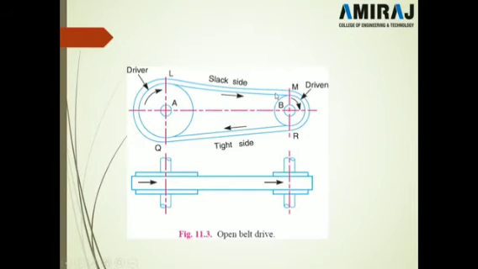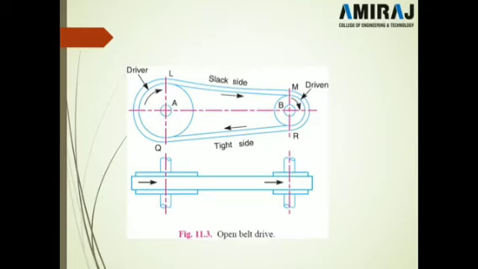So the belt which runs from driven to driver is the tight side, and the belt which runs from driver to driven is the slack side, right? Or you can say the side of the belt which runs from driven to driver is the tight side, and the side of the belt which runs from driver to driven is the slack side, right? So two different kinds of belt sides are there.